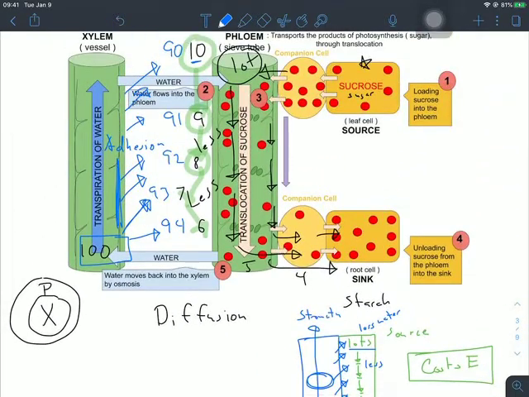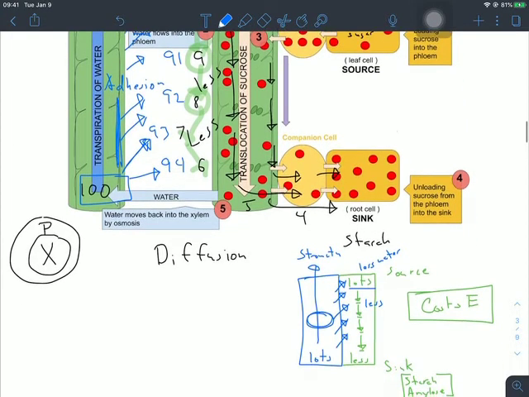I would encourage you to try to explain this yourself. Pause the lecture, draw it out, make sure you understand the forces moving here. I'd recommend you include some fake numbers to help drive this process home, since that really, to me, cements it. Even if you are not mathematically inclined, it does help make you understand how the concentration gradient change can really drive the movement of water and sugar throughout our xylem and phloem.